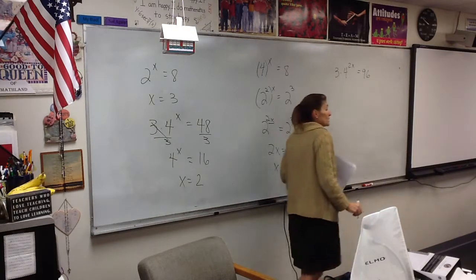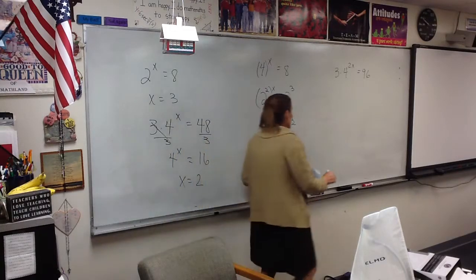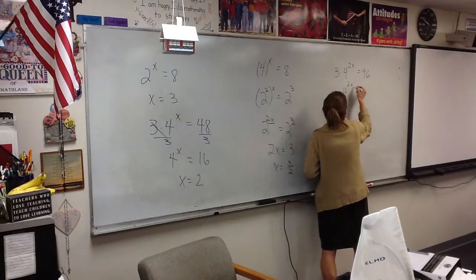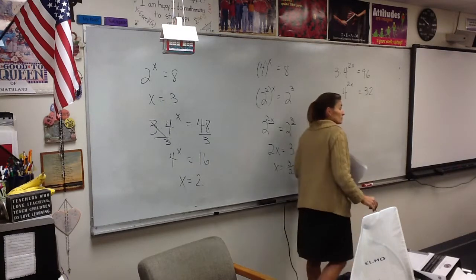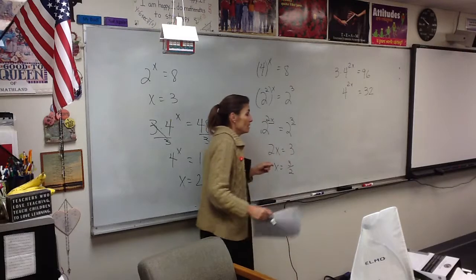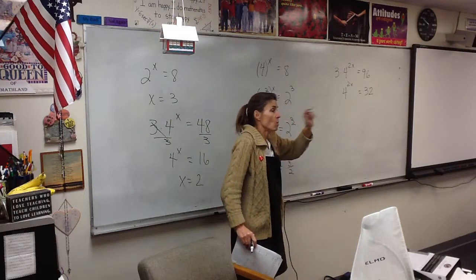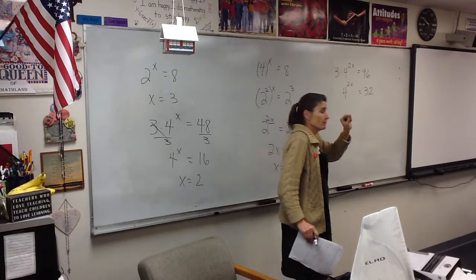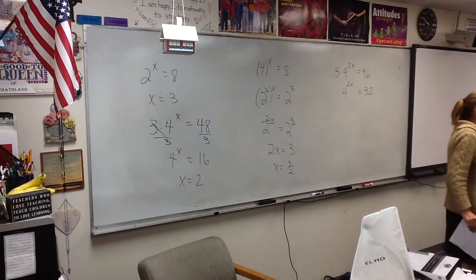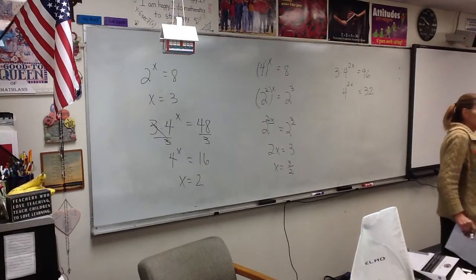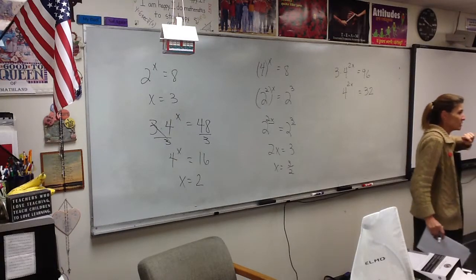Very hard looking problem. Divide by 3. So 4 to the 2x equals 32. Now, is 32 a power of 4? In other words, no. 4 squared is 16, and 4 cubed is 64. You don't take 4 to a power and get 32.